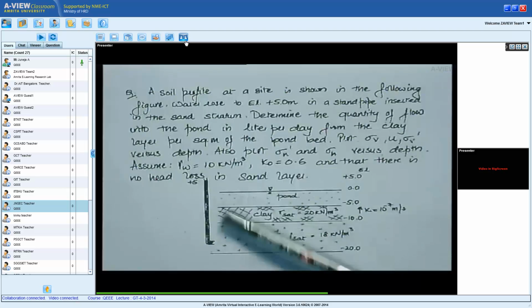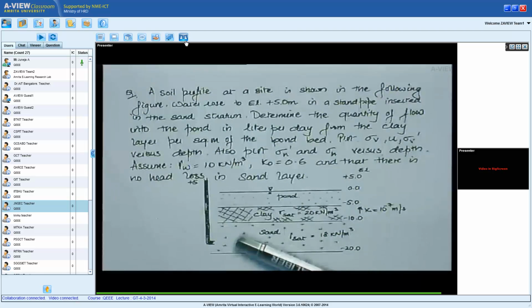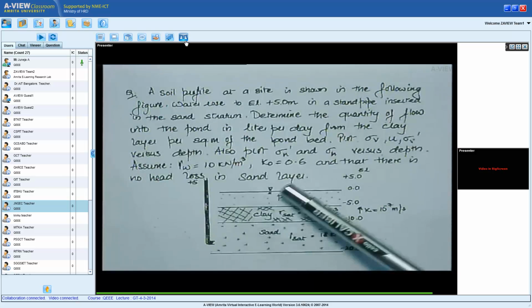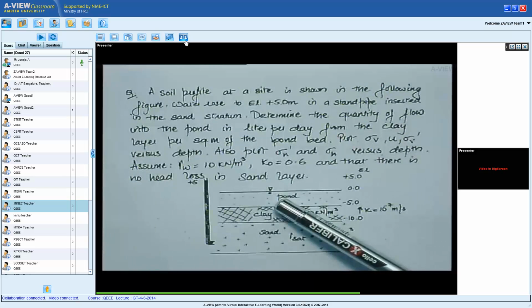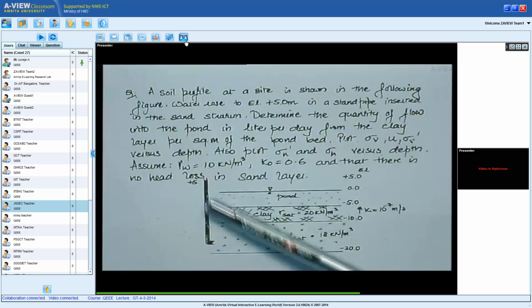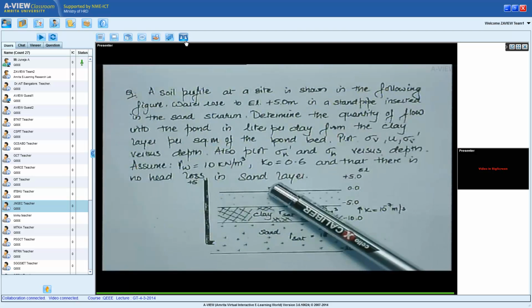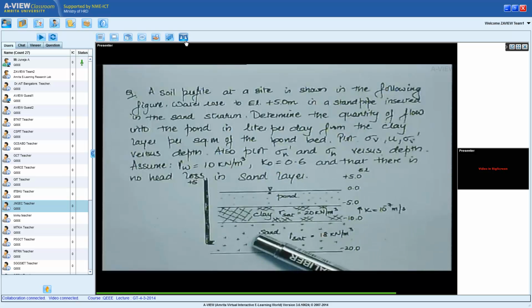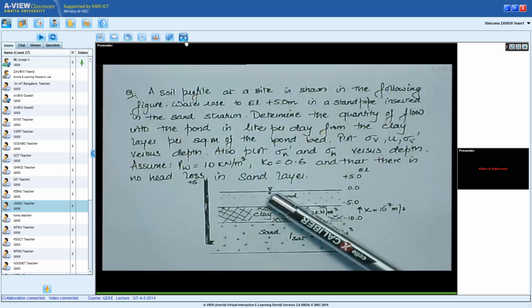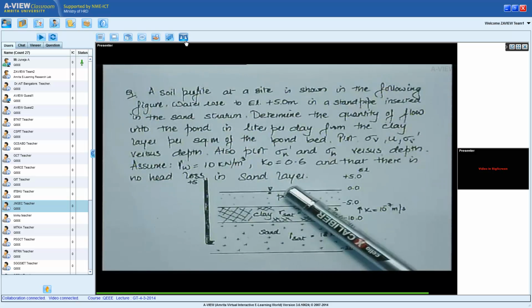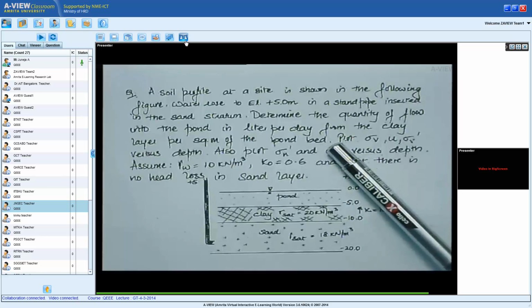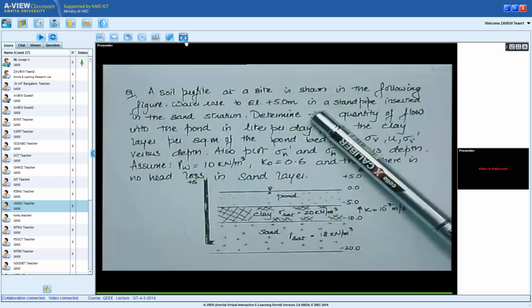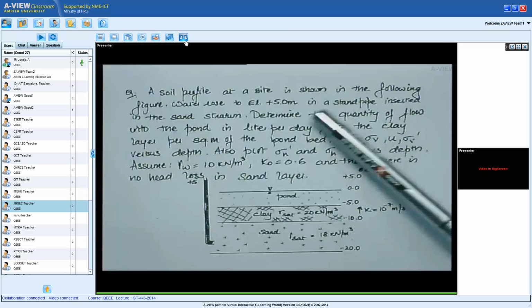Obviously I must say the total head in the sand layer is much higher than the head over there. That is why the water level rose much more than this level. So looking at this figure straight away, I should jump to the conclusion that flow occurs upward. There is upward flow. If you look at the question carefully, the question also says the same thing.